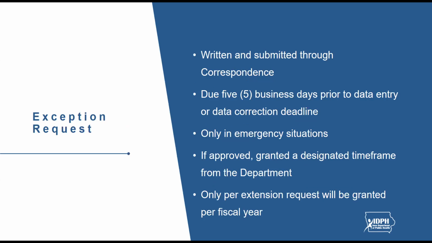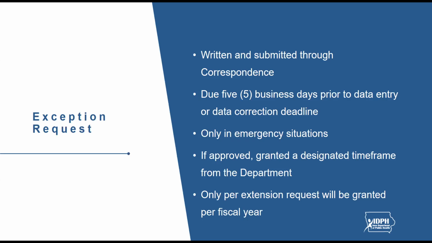All requests must come through the correspondence section of iowagrants.gov. For subcontracted agencies, this request must come through the contract holder. Requests must be submitted at least 5 business days prior to the data needing to be entered. If the request is approved, the department will provide a time frame of when the data must be entered. Agencies will only be granted 1 extension per fiscal year.